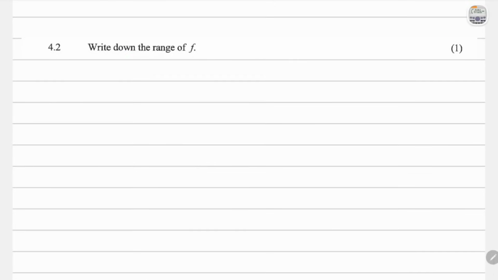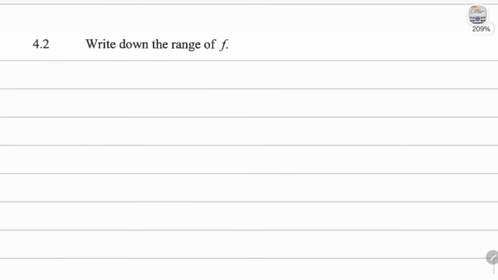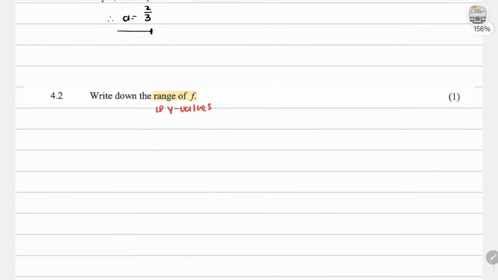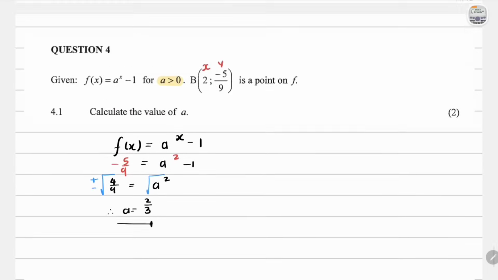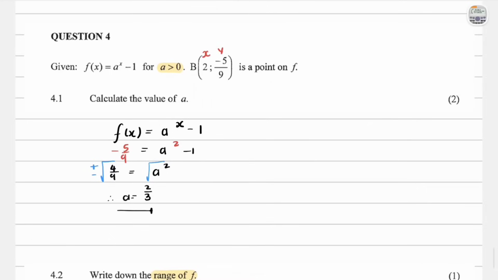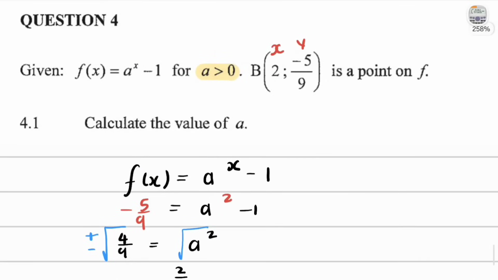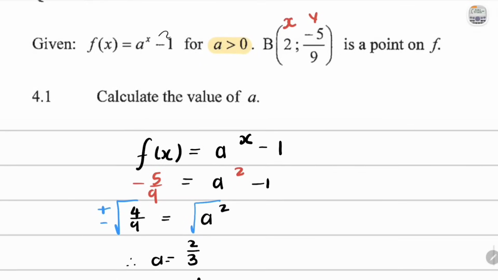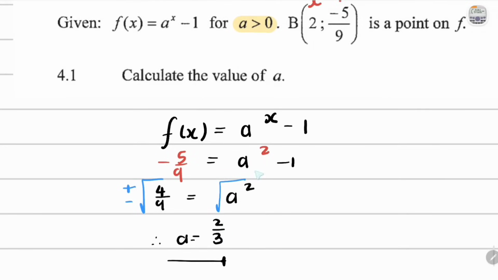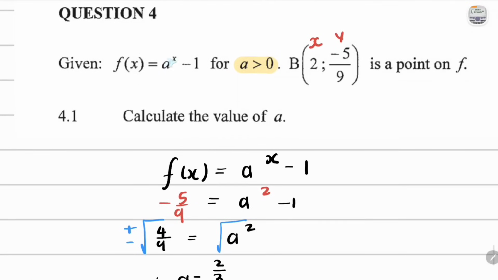Question 4.2 says, write down the range of f. Okay, so the range of a graph is all the possible y values that this graph can have. So for us to understand what exactly the range of f would be, we would have to understand what the graph of f sort of looks like. We don't have to sketch the entire graph, but understanding what it looks like, we know that it has 2 over 3 as a over there.